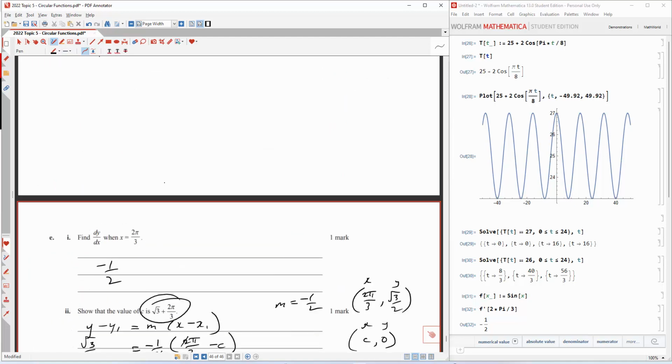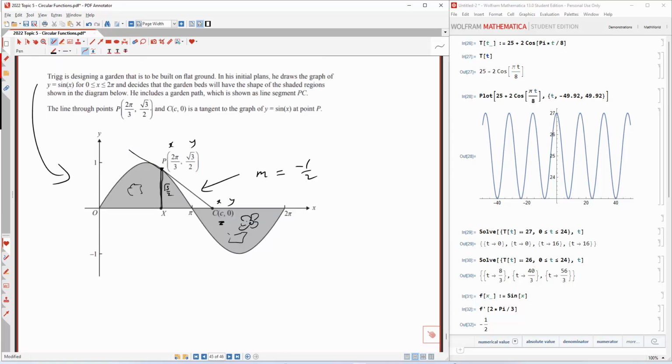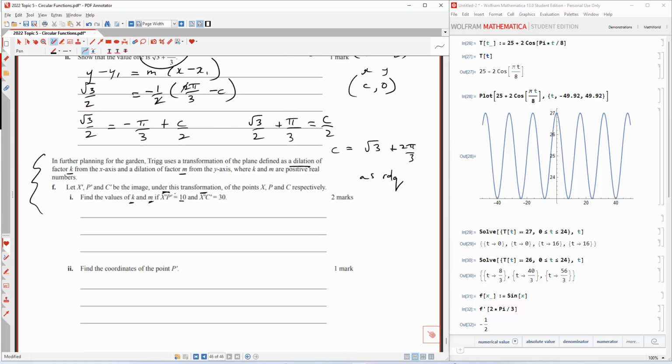Now let's go up and have a look at the diagram. We can see that the original line XP has a height of root 3 on 2. That's its height at the moment, and what they want it to be is 10. So wherever 10 is, and it's not to scale, that's what we want it to be. So currently it's root 3 on 2. We want it to be 10. So what we need to do is dilate it by a factor. Now what's that factor? Let's find out.